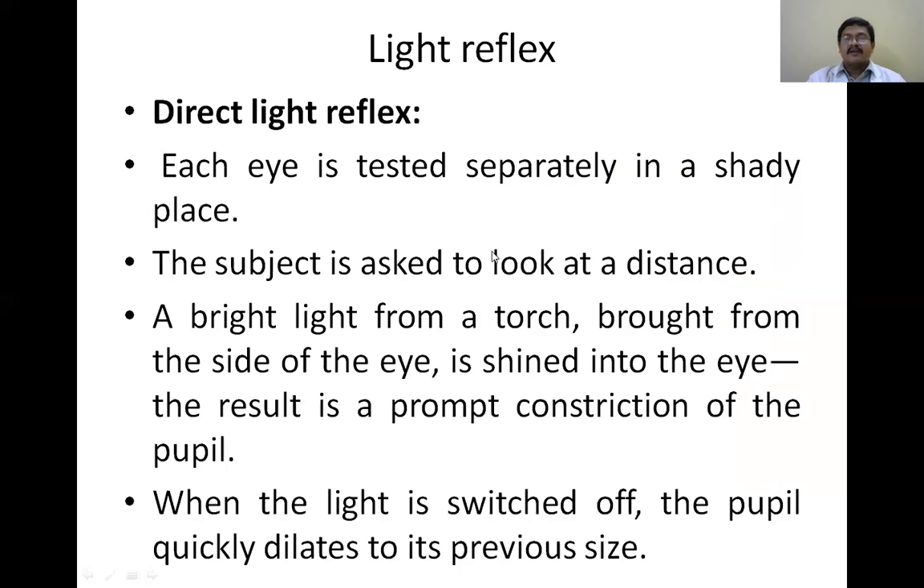Then we come to the light reflex, the direct light reflex and the indirect light reflex. Already we have discussed these pathways in detail when we discussed the light reflex and accommodation reflex in the theory. Each eye is tested separately. The subject is asked to look at a distance. The bright light of a torch is brought from the side and shone into the eye. Prompt constriction of the pupil is seen. When the light is switched off, the pupil dilates to the previous size.